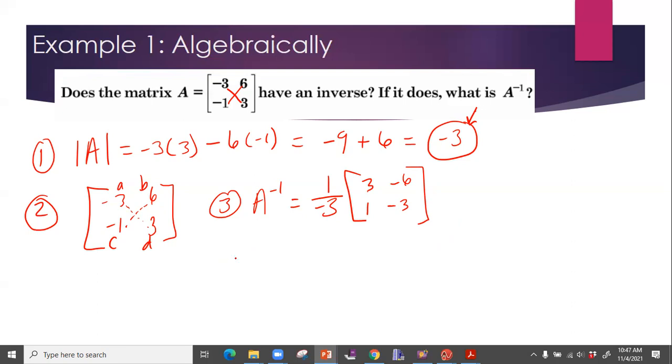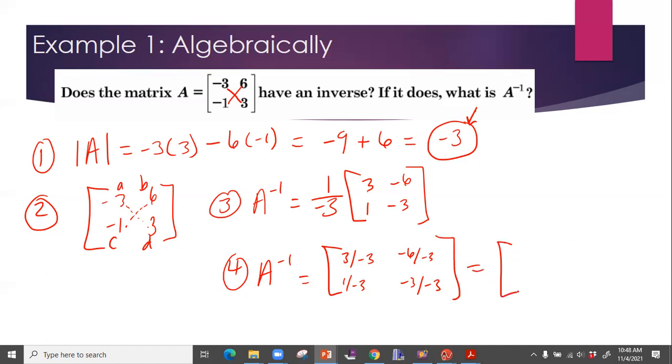All right, step 4 is to actually evaluate. So we're going to go through the multiplication. When you're multiplying by a fraction, what does that mean you're doing mathematically? Anyone? When you're multiplying by a fraction, what does that mean you're doing? You're dividing. So we're dividing each one of these by -3. So it has -6 divided by -3, 1 divided by -3, and -3 divided by -3. So what's our inverse?